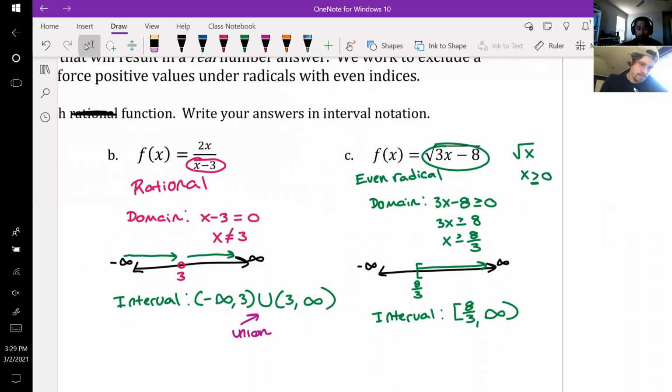So the domain is x greater than or equal to 8/3, correct? Correct. So both of these represent the domain. One is called interval notation. The other is called set notation. So this is called set notation. Okay, thank you.